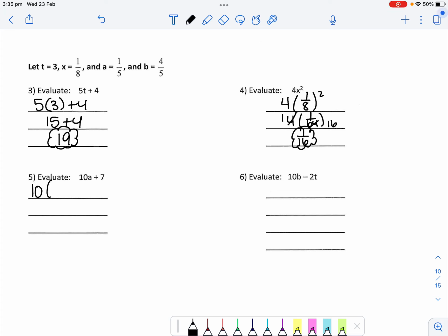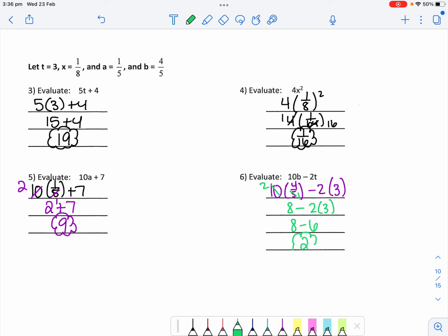10 times a is going to be 10 times 1/5 plus 7. And then I can cross cancel here as well. So this is going to be a 2. This is going to be a 1. So 2 plus 7 is 9. And then 10b, so 10 times b is 4 over 5, minus 2 times 3. So I'm going to cross cancel again. This is going to be a 2. This is going to be a 1. So 8 minus 2 times 3 is 8 minus 6. And 8 minus 6 is 2.